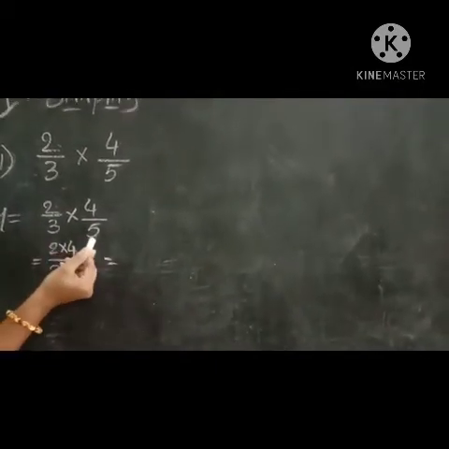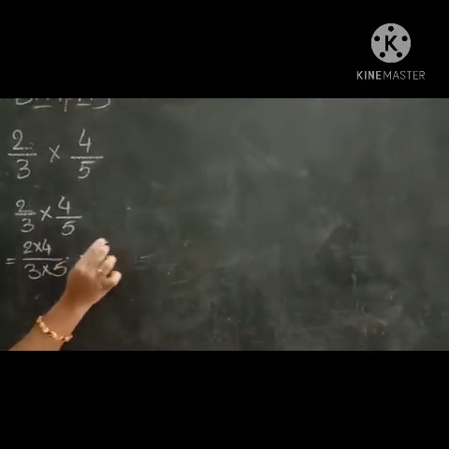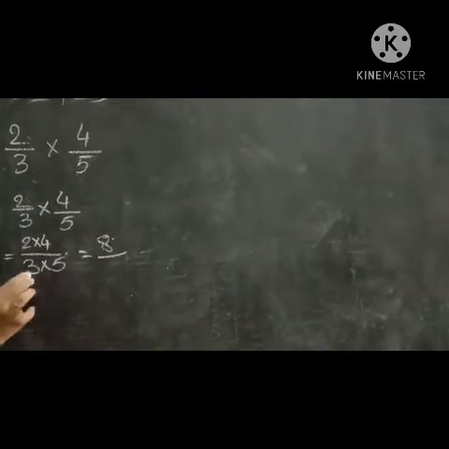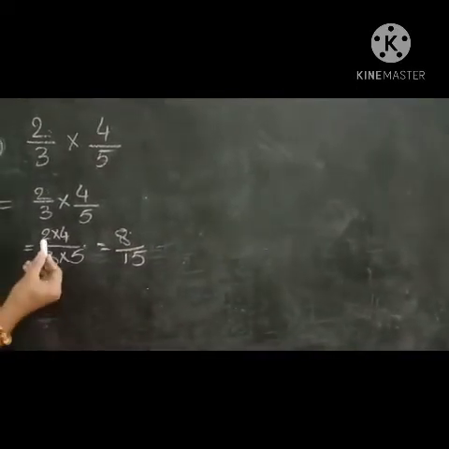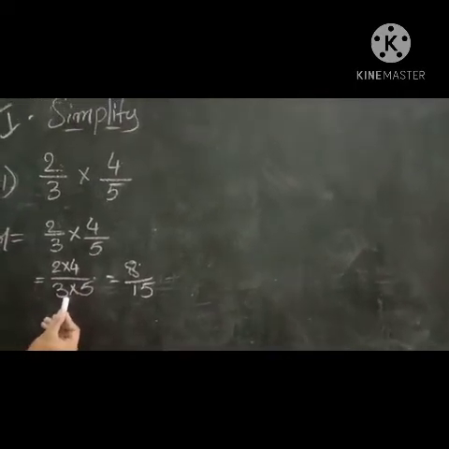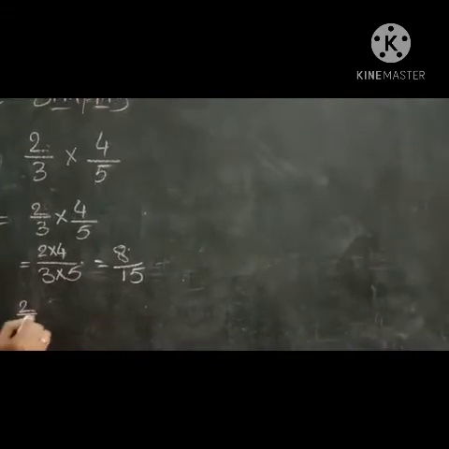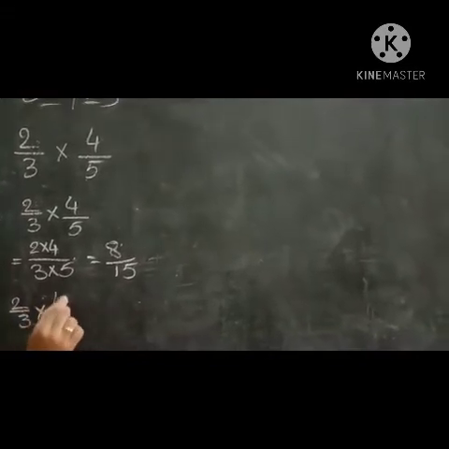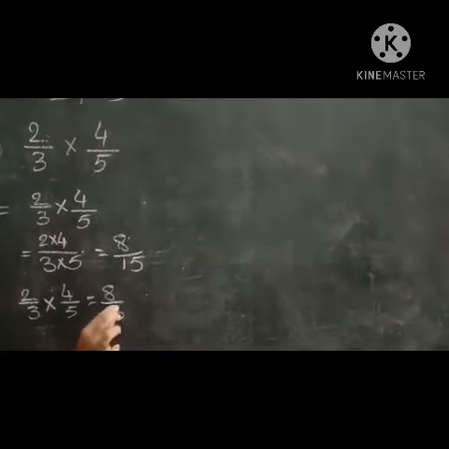Afterwards we have to multiply the denominators. See here, 2 into 4. 2 4s are how much? 8. Next, 3 5s are 15. Okay, we just multiply the numerators and next we multiply the denominator numbers. So here what is the answer? 2 by 3 into 4 by 5 equals 8 by 15.